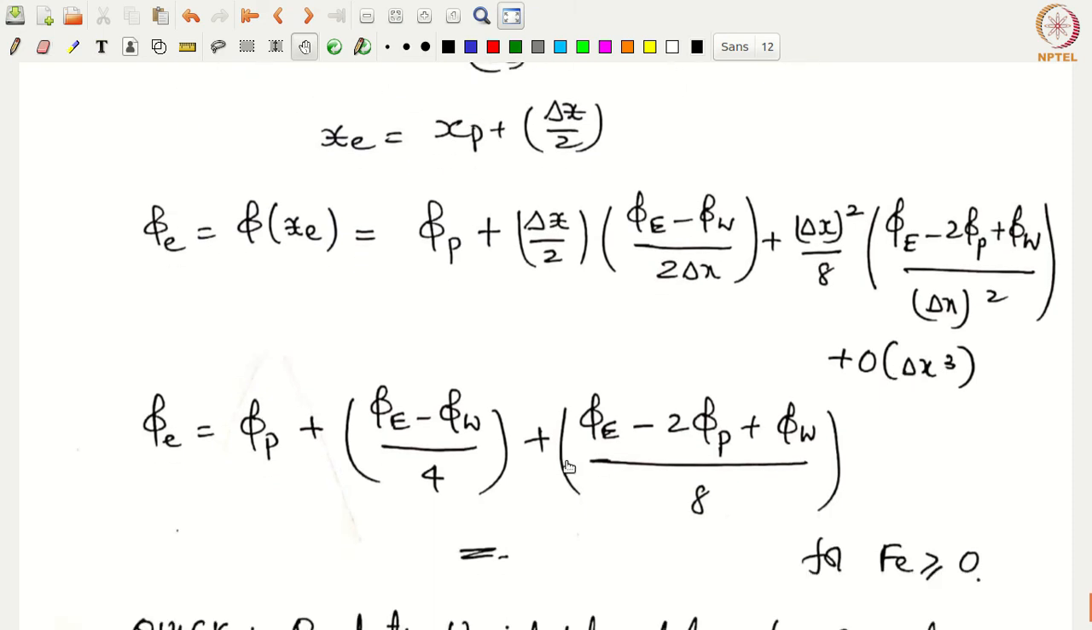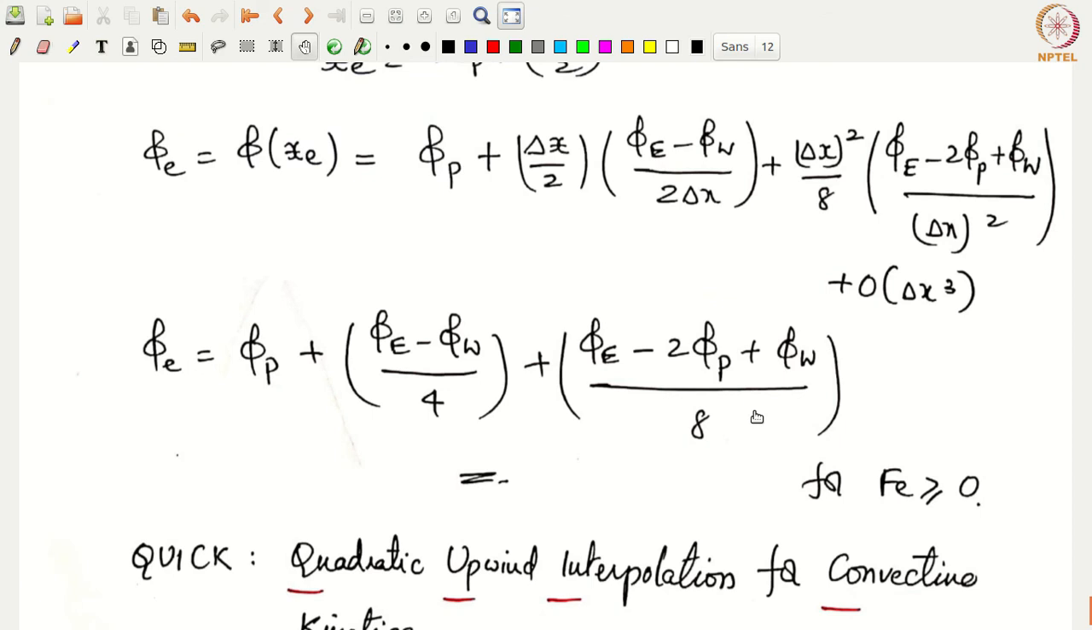If you simplify this, what you get is phi p plus phi east minus phi w by 4 plus phi east minus 2 phi p plus phi w by 8. Remember, this entire thing only works for Fe greater than or equal to 0.